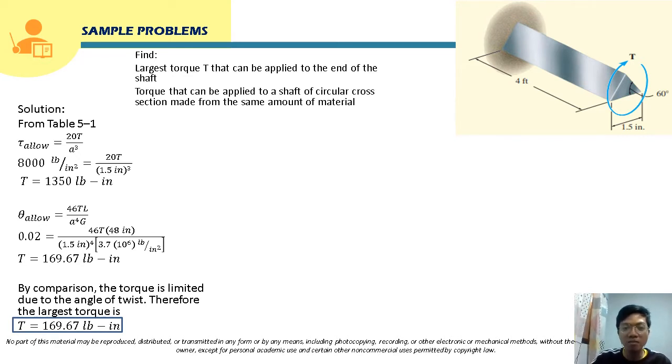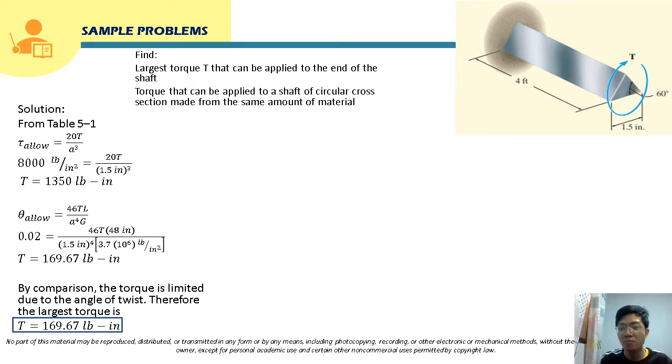Now, for the second part, class, we are going to solve the torque that can be applied to a shaft of circular cross-section made from the same amount of material. Here, the cross-section is an equilateral triangle. What if the cross-section is not an equilateral triangle? Let's say this is a circular cross-section with the same amount of material.